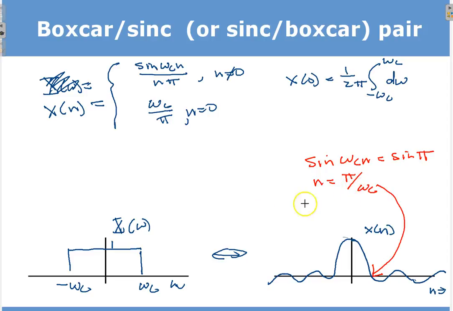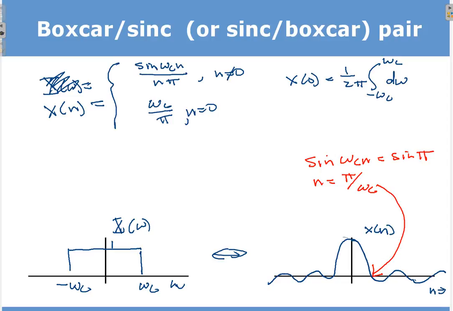So what this means is if omega c gets bigger, so if we have something that has more and more frequencies contained in it, what happens over here is this main lobe, the region between these two zeros, is going to get smaller, because as omega c gets big, the n where this goes to 0 shrinks in. So this is the trade-off: if we're wider over here, we're narrower over here.